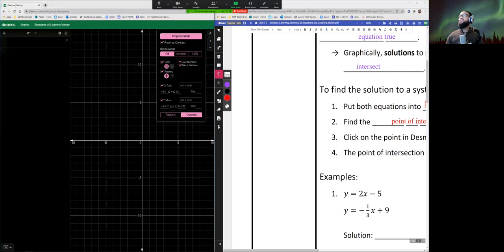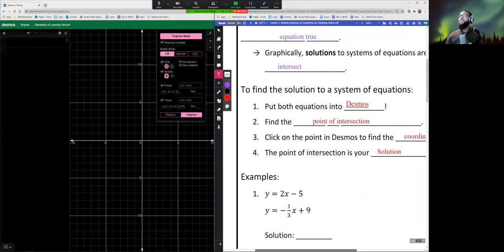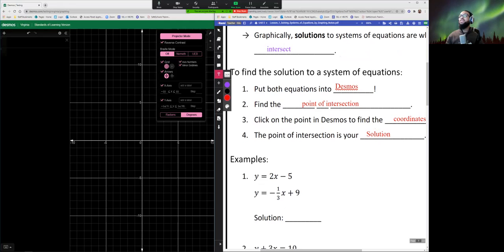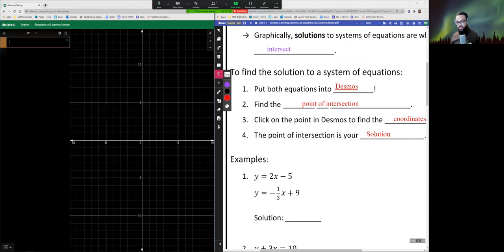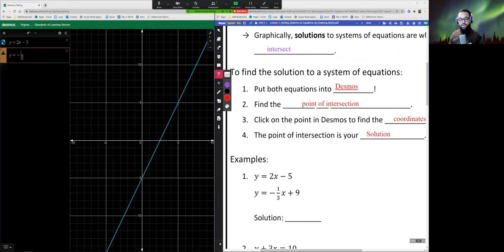All right, so now let's do these examples. Example 1 says we want to find the solution, and it says y equals 2x minus 5 and y equals negative 1/3 x plus 9. So my first step is to put both equations into Desmos. So that's what I'm going to do. y equals 2x minus 5. And then I also have y equals negative 1/3 x plus 9. Oh, what happened? I think my number key was off. There we go. y equals negative 1/3 x plus 9.